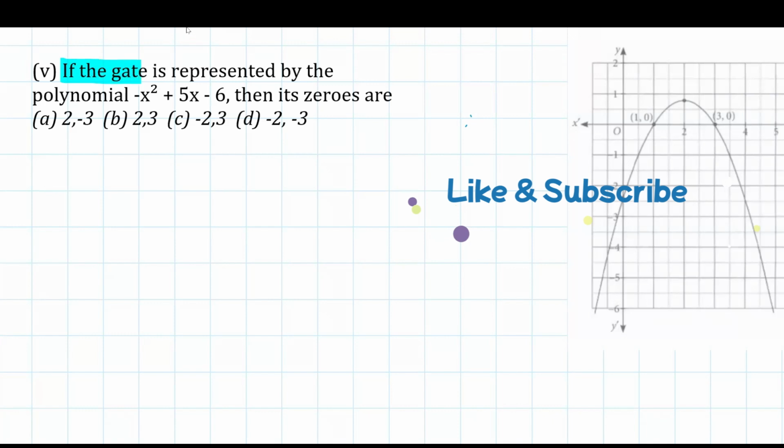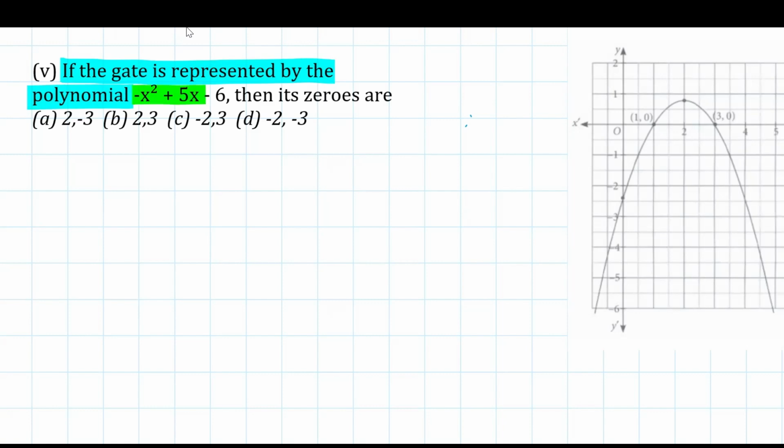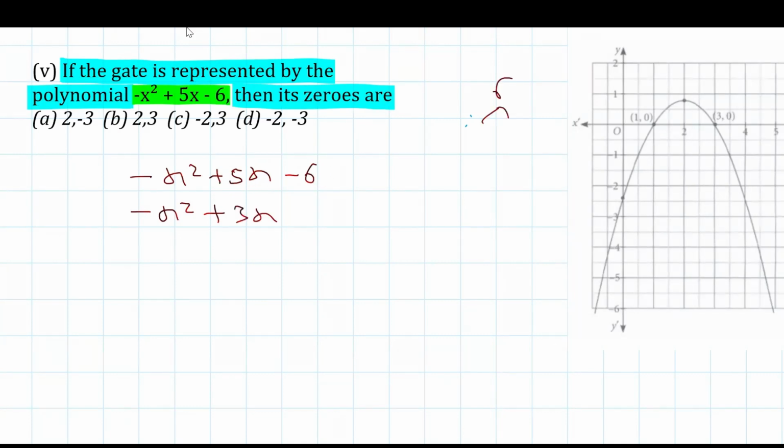Now in the fifth part, it says that if the gate is represented by this polynomial, and the polynomial over here is this, right? What we have to do is to find the zeros of this polynomial. So what we are going to do here is simply factorize it to obtain the zeros. We are going to use middle term factorization. What I can write is 5x. From the factors of 6, I'm obtaining 5. So clearly 6 can be written as what? 2 multiplied by 3. So 3x plus 2x minus 6.